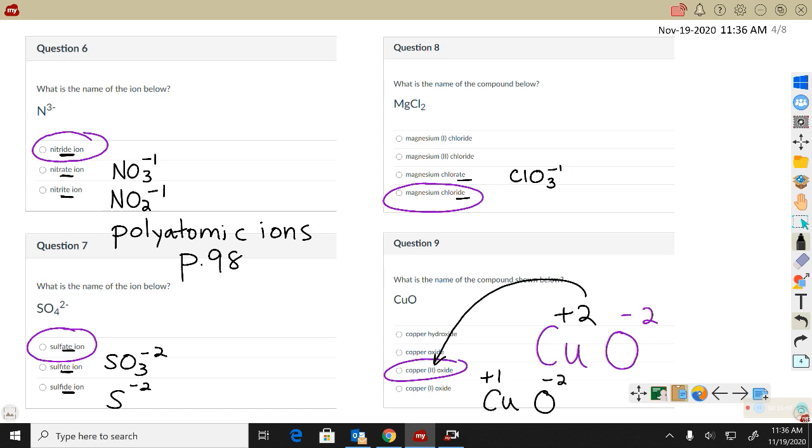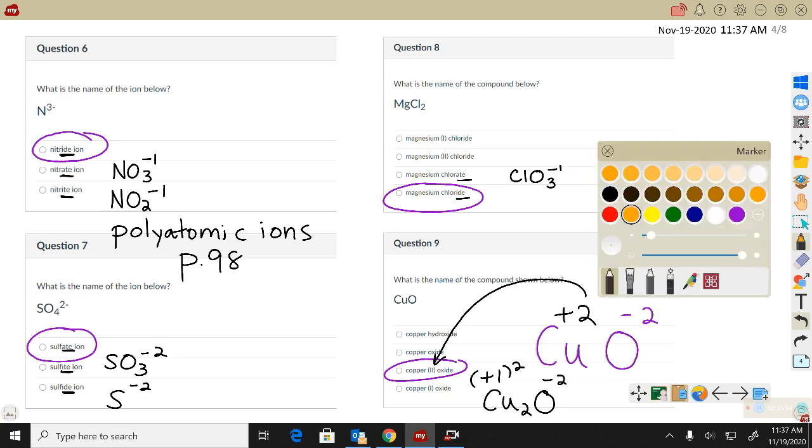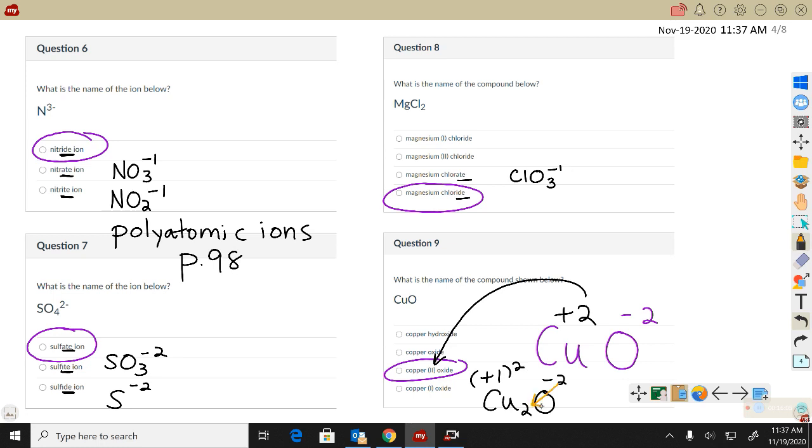And then you get a totally different formula. If you were a charge balancer or a crisscrosser, you would find that there would be 2 copper, right? If I'm balancing this to get to 0, I'm going to have to multiply by 2. Or if you're a crisscrosser, you would be crisscrossing the 2 and the 1, and obviously then you don't bring down the plus or minus. It's a totally different formula depending on the charge of the copper.